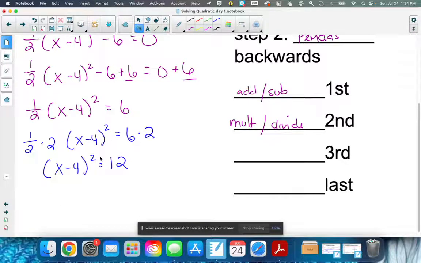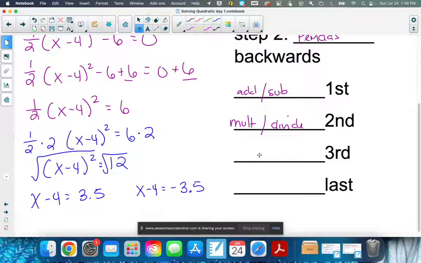Okay, so now I'm going to take the square root of both sides. Now that is going to give me a decimal. Please round your answer to 1 decimal. Okay, so I'm going to square root both sides. And let me grab my calculator real quick. And the square root of 12 is 3.5, rounded to 1 decimal. Okay, so I'm going to have x minus 4 equals 3.5. And then I'm going to have x minus 4 equals negative 3.5.